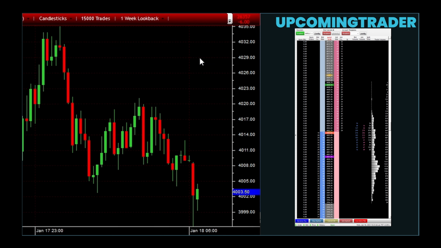Imagine you had a way to see the heartbeat of the market, a tool that reveals whether a price movement has true strength or if it is just a mirage. That is exactly what the volume indicator does. Let us jump right in.